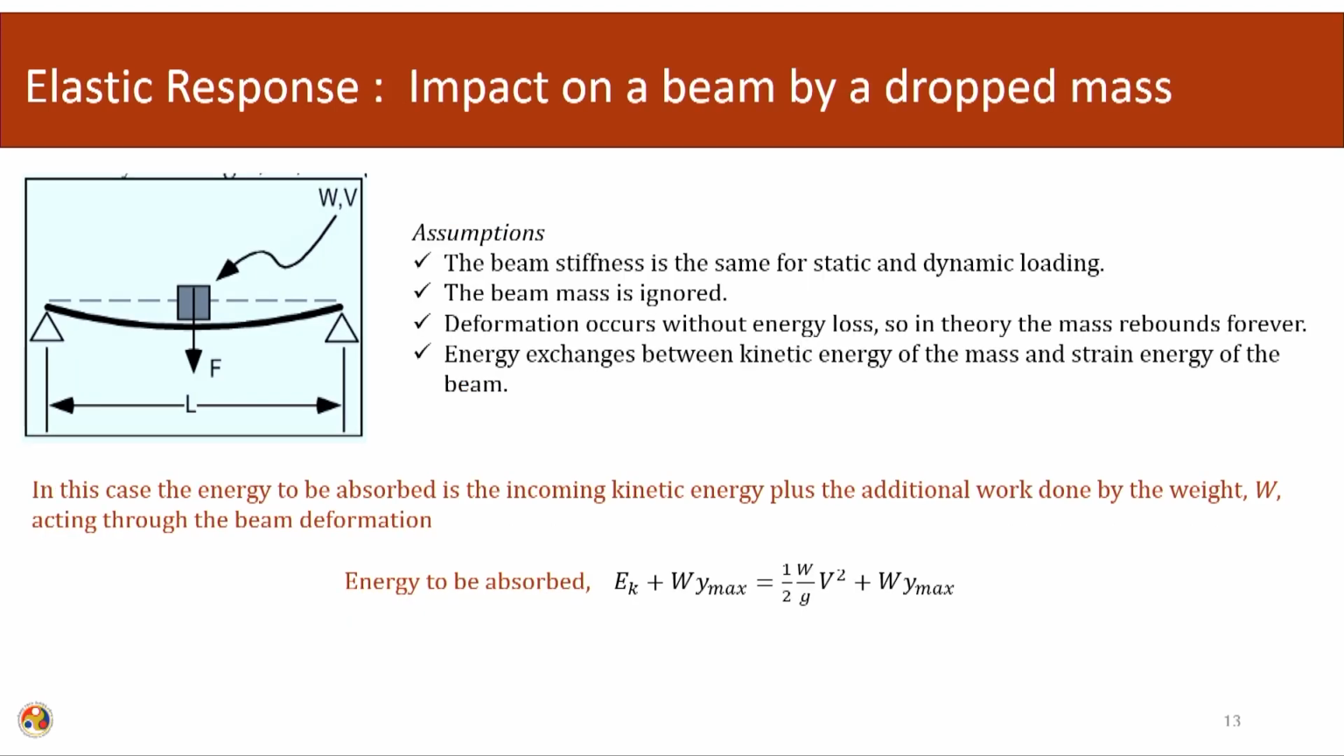So, again elastic response. Now we will look into the impact on a beam by a dropped mass. Let us say we have a beam with hinge and hinge boundary conditions. If you look at the two ends, the boundary conditions are hinge and hinge. Let us say it has been impacted by a mass moving with a velocity, and the length of the beam is L.